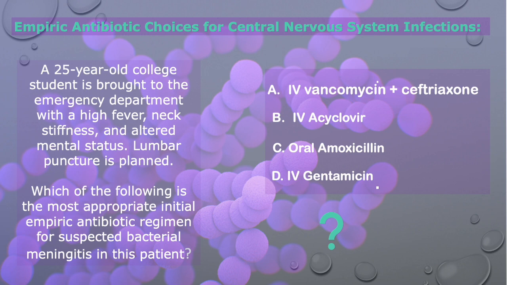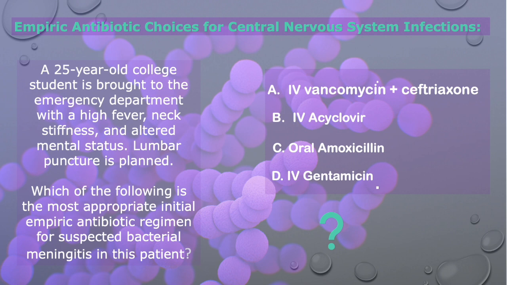Okay, let's try this one. A 25-year-old college student is brought to the emergency department with a high fever, neck stiffness, and altered mental status. Lumbar puncture is planned. Which of the following is the most appropriate initial empiric antibiotic regimen for suspected bacterial meningitis in this patient? We have A, IV vancomycin plus ceftriaxone, B, IV acyclovir, C, oral amoxicillin, and D, IV gentamicin.